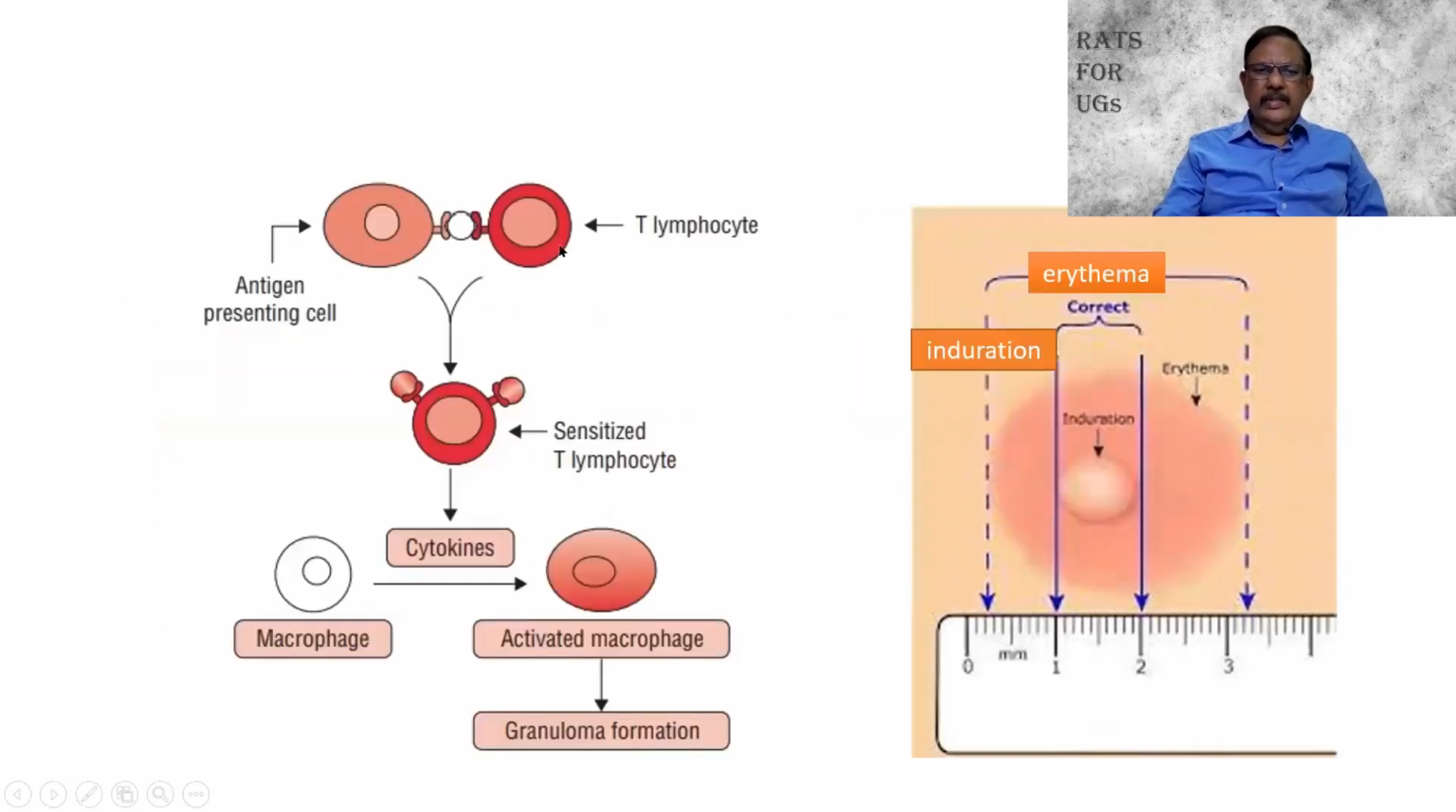This is again the same thing. There is an antigen presenting cell, and it activates the lymphocytes. The lymphocyte becomes sensitized, and there is in turn a chemotaxis for the macrophages. The macrophages become activated, and finally a granuloma is formed. This particular flow diagram I would like you to draw in your exam, because it is very simple and easy to reproduce and draw. This is the story of the erythema and induration.